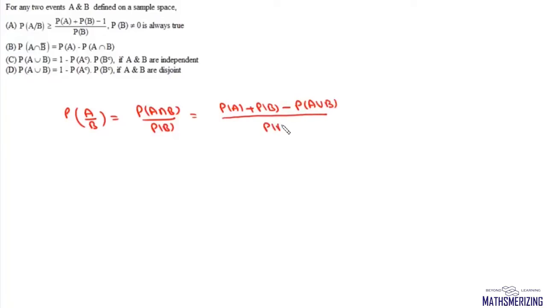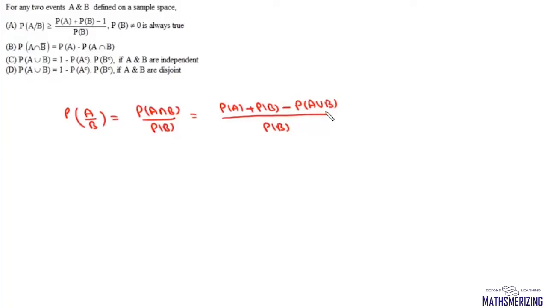Now the question is, for any two events A and B, which of the following is true? Now the first one is P(A|B). Now we know that P(A|B) is P(A intersection B) upon probability of B. We are given that probability of B is unequal to 0. Now we can write probability of A intersection B as probability of A plus probability of B minus probability of A union B, upon probability of B.